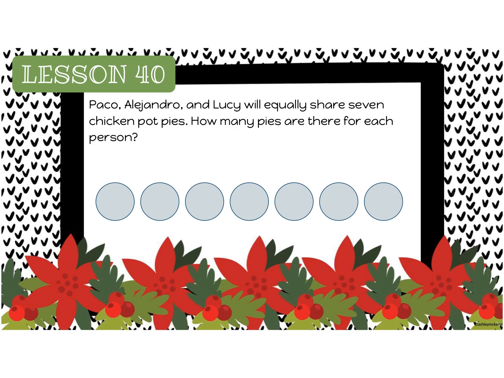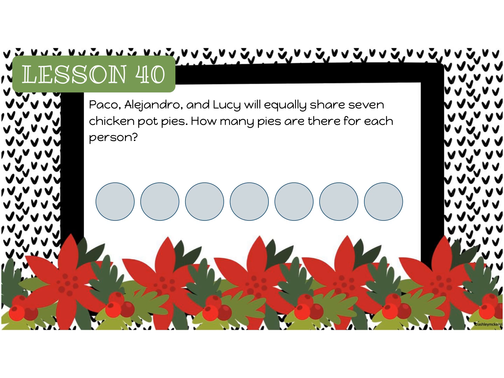Okay, Paco, Alejandro, and Lucy will equally share 7 chicken pot pies. Yum. How many pies are there for each person? So how many people do I have, first of all? 3. I have 3 people, okay? So if I have 3 people, I can't split it up like this. These 3 are for Paco, these 3 are for Alejandro, and then Lucy just has 1. What if I did 2 for Paco, 2 for Alejandro, 2 for Lucy? No. The last one, into thirds. Ooh, I could cut the last one into thirds.